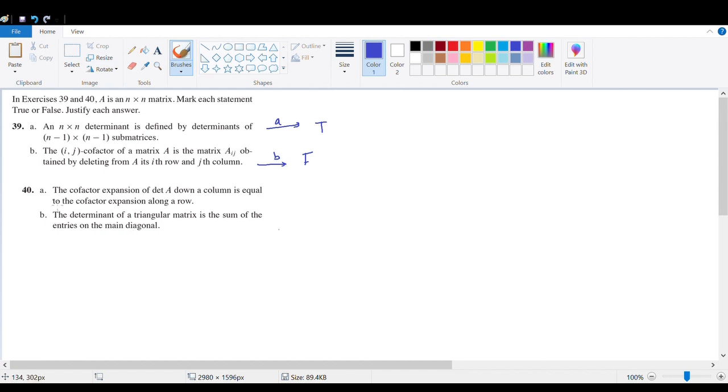Now for 40, the cofactor expansion of the determinant of A down a column is equal to the cofactor expansion along a row. We said that the determinant is the same, but the cofactor will not be the same. So this one is false. Then for B, the determinant of a triangular matrix is the sum of the entries on the main diagonal. This one is for sure false. It is not the sum, it is the product.